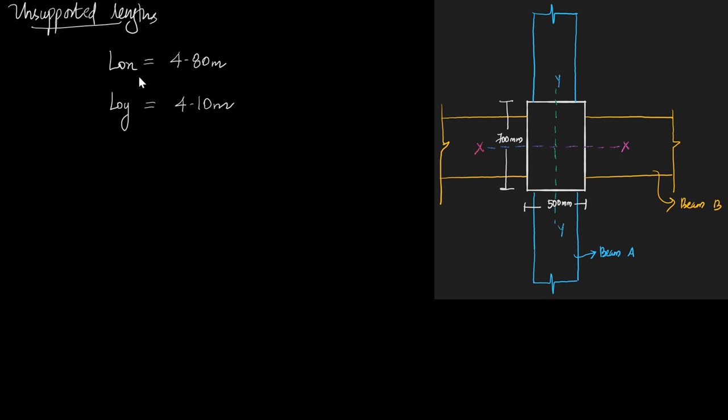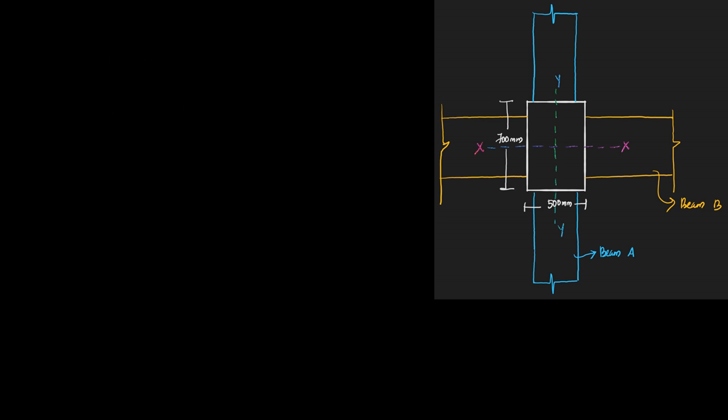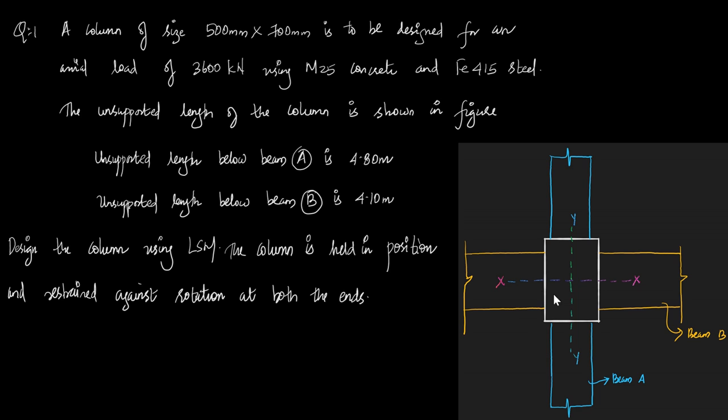So the unsupported length Lox is given as 4.8, and Loy is given as 4.1. That is along the y direction. This is your y-axis, so it is given as 4.1 meter. Beam A is 4.8, parallel to the x-axis. When bending takes place for beam A, it is going to take place along the x-axis, and beam B along the y-axis. So you can say unsupported length Lox for x is 4.8 and Loy for y is 4.1.